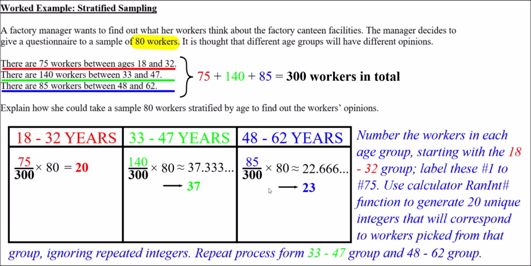That's how you could pick all the members from the 18 to 32 group that are going in our stratified sample. Once that's done, we repeat the process for the 33 to 47 group and the 48 to 62 group. The only difference would be for the 33 to 47 group, we'd need to generate 37 unique integers, and for the 48 to 62 group to generate 23 unique integers, because these are different stratum sizes.